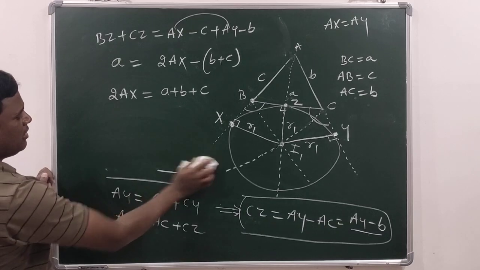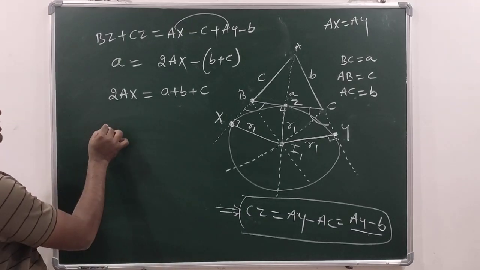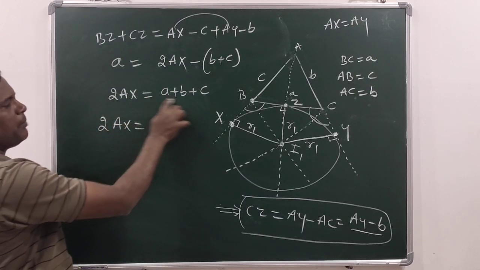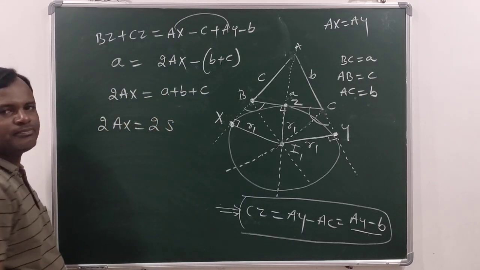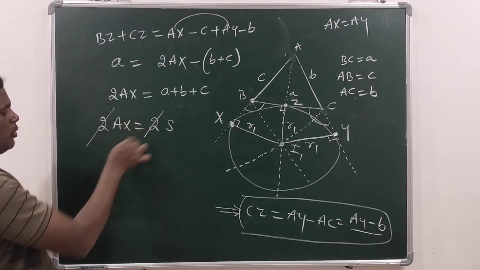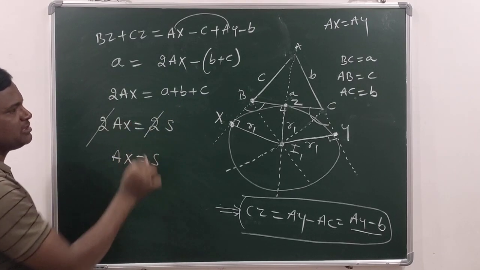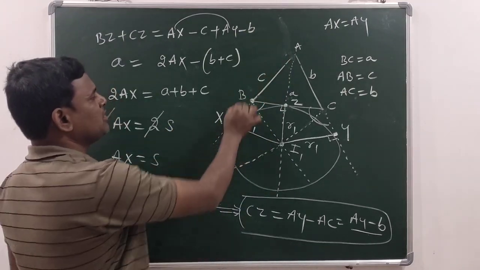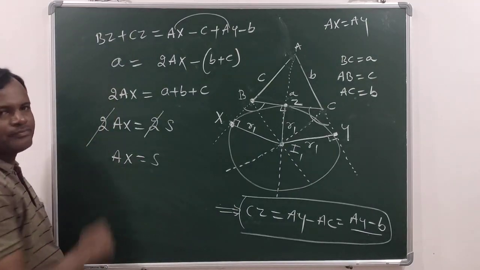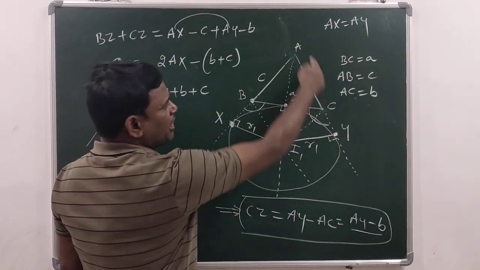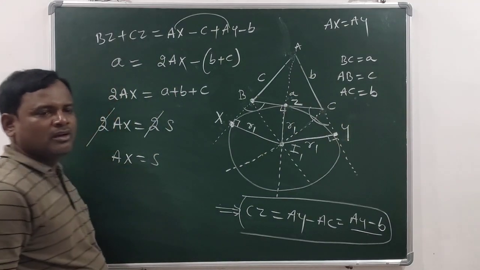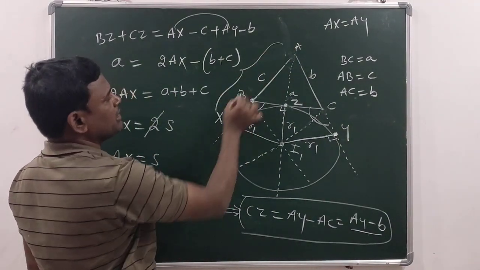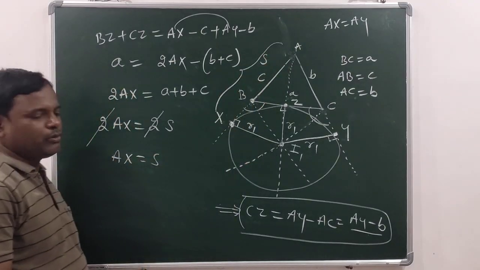Now make AX the subject. Okay, otherwise 2AX which is equal to A plus B plus C is nothing but 2S. Now 2 cancels. AX is equal to S. So the length from A to X will be how much, students? Similarly, A to Y also will be S only. S means what? The distance from A to X.